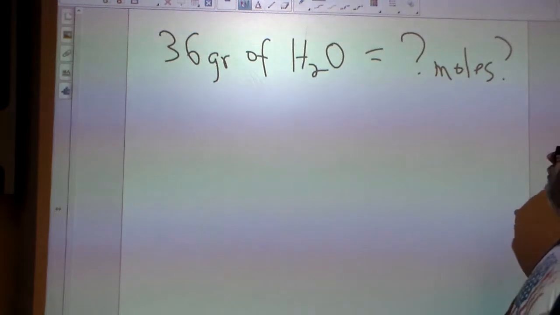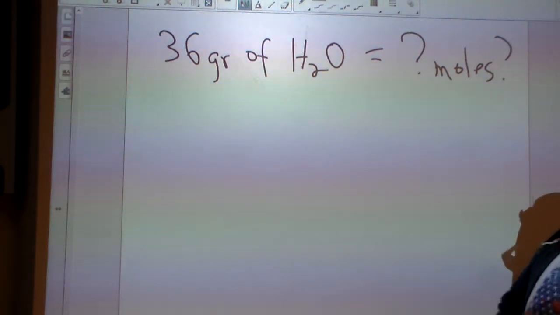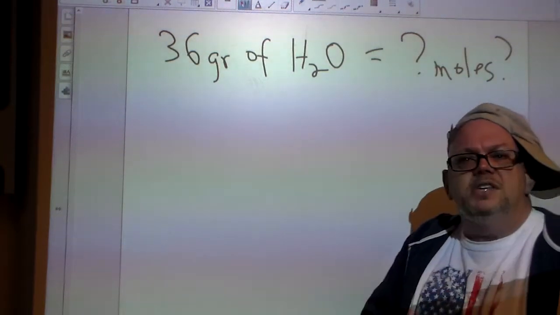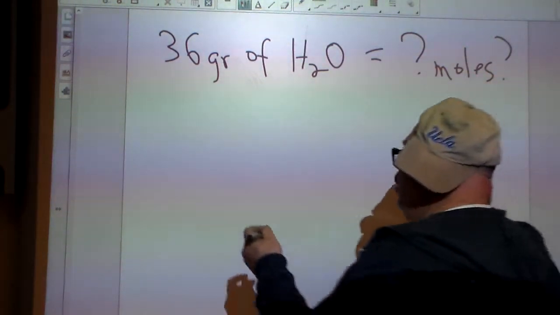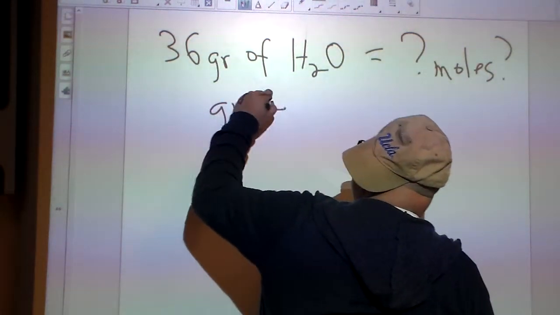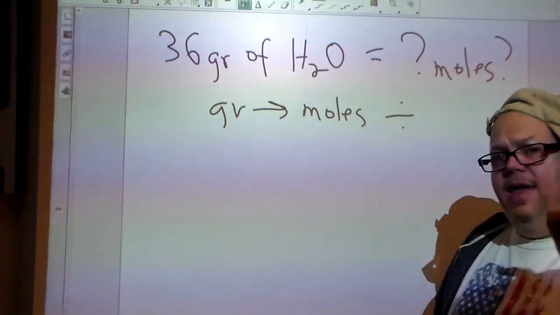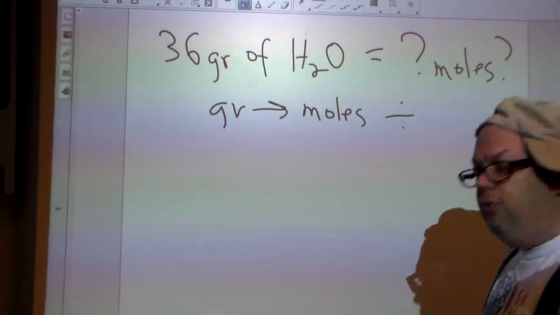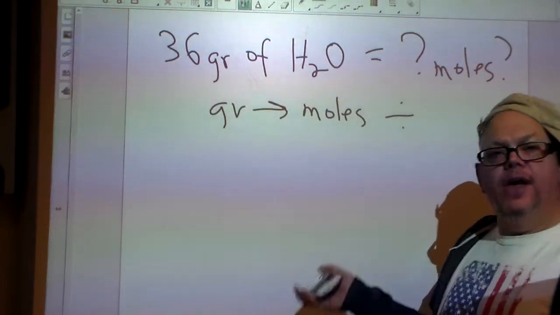Okay, so let's look at this. We're going from grams to moles. We have 36 grams of H2O. How many moles do we have? How many of these chemist's dozen do we have? Well, in order to go from grams to moles, we're going to need to divide, and that's a very quick formula to look at. You'd say, okay, but what are you dividing?